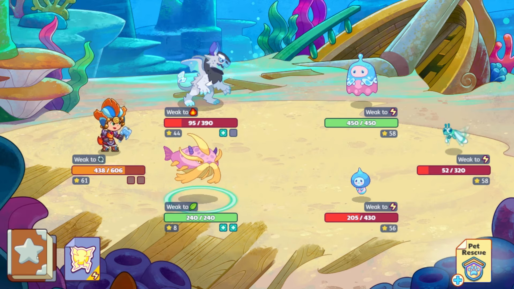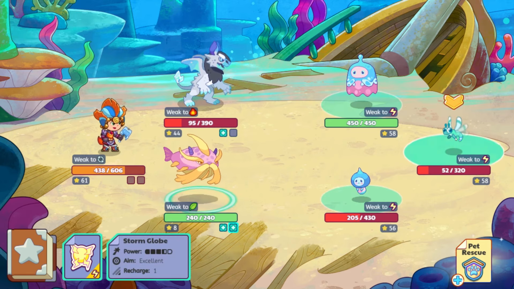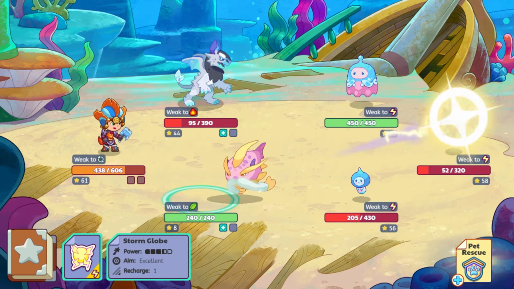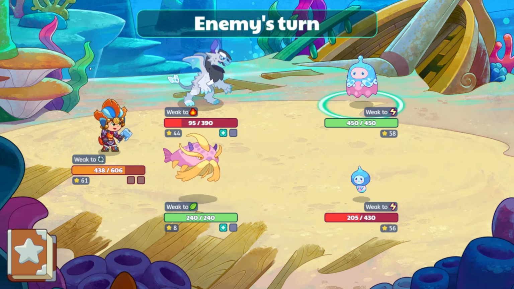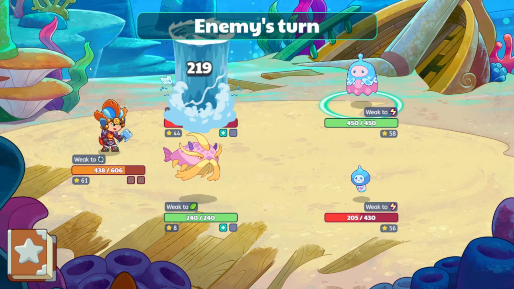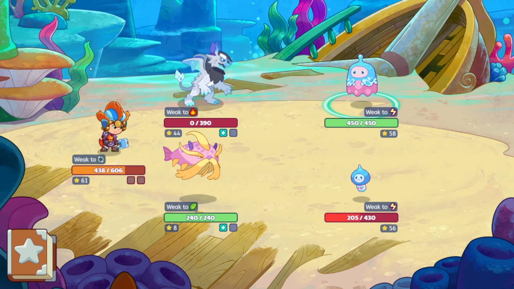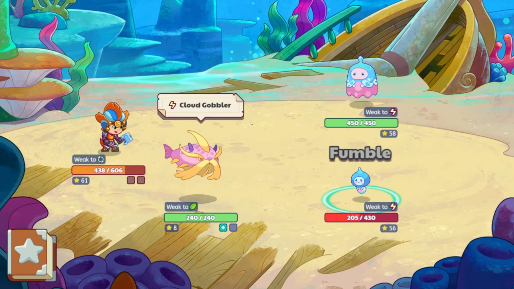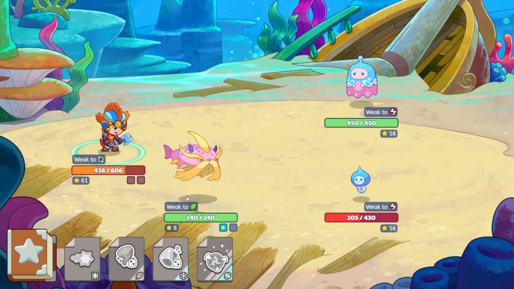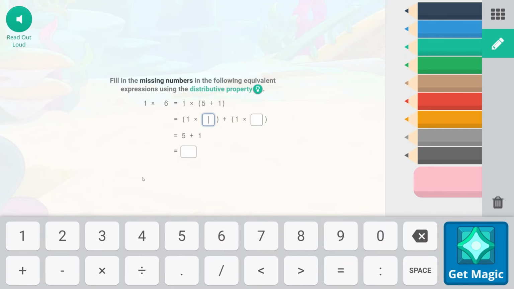Here we go. So we are just going to finish off this Flit, which will hopefully make the next round easier. I thought we were in good standing the last time we did this, though, and they hit hard. So he's gone. Hopefully we don't lose somebody else. Got a fumble there. Cloud Gobbler is resting the next round anyways, but hopefully I can finish off one more.